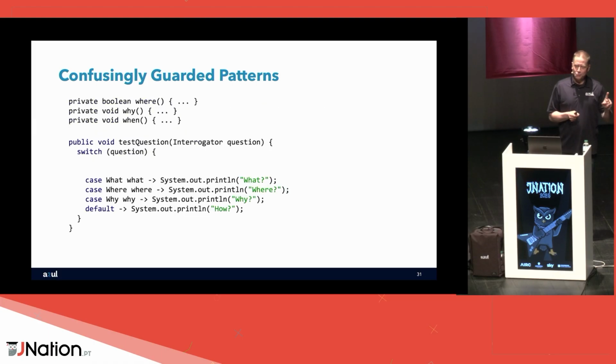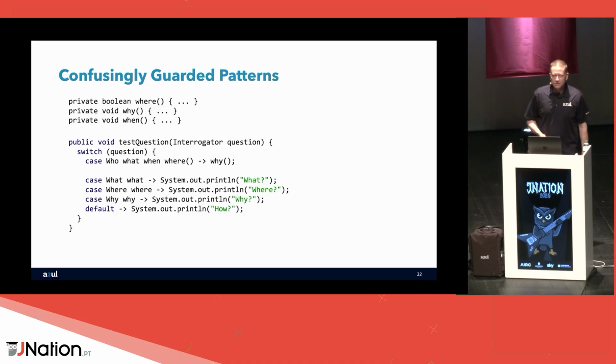What we can then do is something like this. So we create a testQuestion method that takes an Interrogator, and then we'll switch on that question, and we'll have some cases associated with that. So we're going to have a case What with a pattern variable name what, and print out what, same for Where and same for Why, and then the default, which should never happen because, well, it's a sealed class, so you shouldn't be able to do that. Well, technically in that case you can. So then we'll add case Who, what, when, where, why.